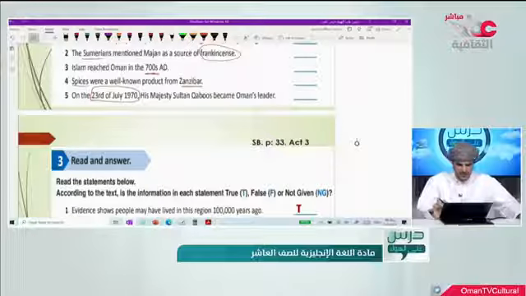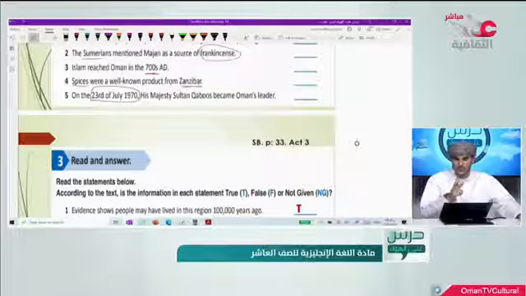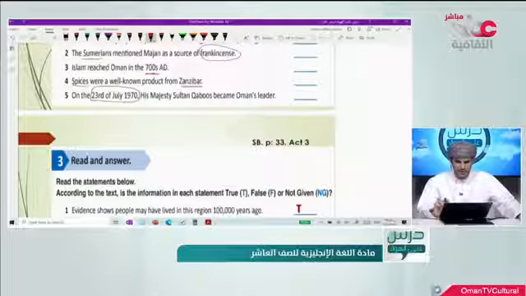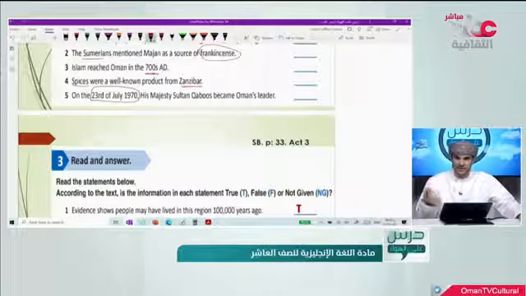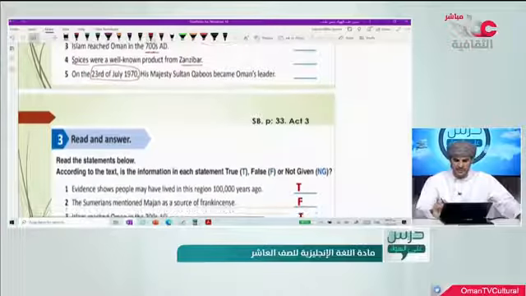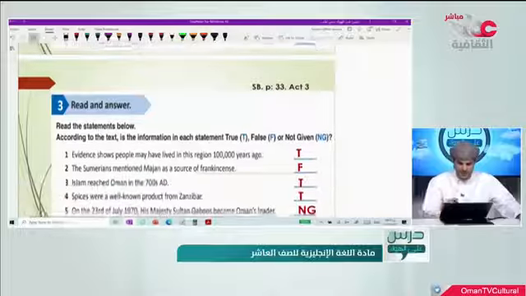The Sumerians mentioned Majan as a source of frankincense. True, teacher. Is he true? Yes, yes, teacher. No. Why no? Because Sumerians mentioned Majan as a source of what? Frankincense or copper? Copper, not frankincense. We have frankincense, but they did not mention it as a source of frankincense. They mentioned it as a source of copper. So be careful. Not frankincense, copper. Nuhas.